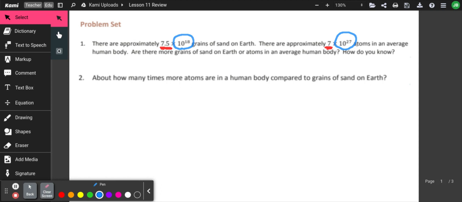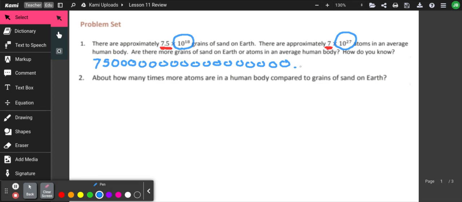So remember, the 7.5 times 10 to the 18th would mean that we have a 7, and then our decimal is going to move 18 spaces to the right. So it'd be 7, and then we'd have a 5, and then 2, 3, 4, 5, 6, 7, 8, 9, 10, 11, 12, 13, 14, 15, 16, 17, 18 zeros.